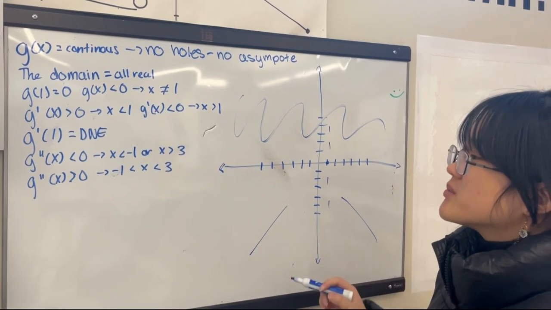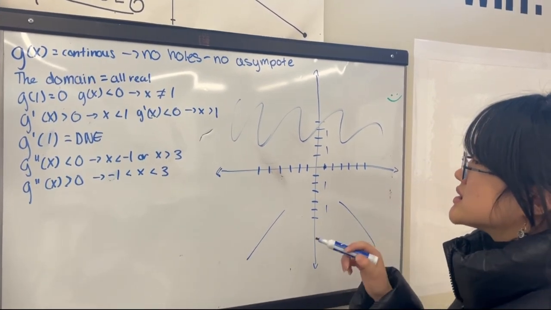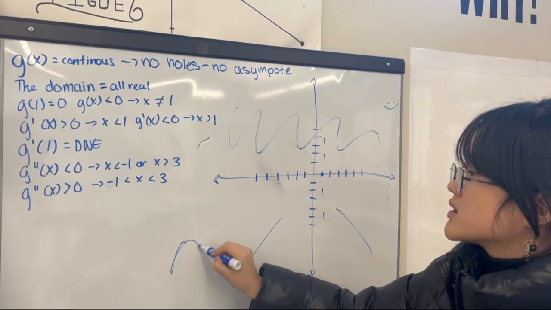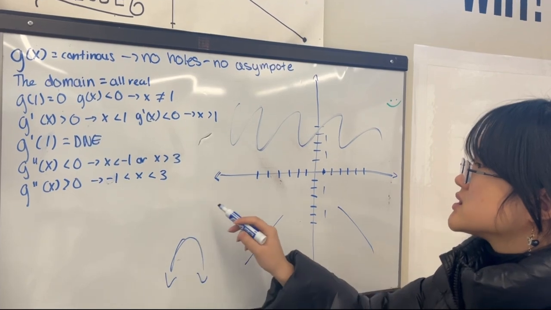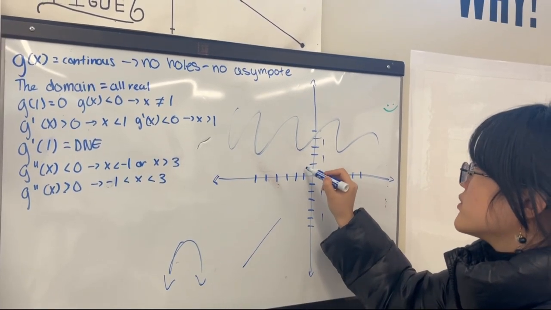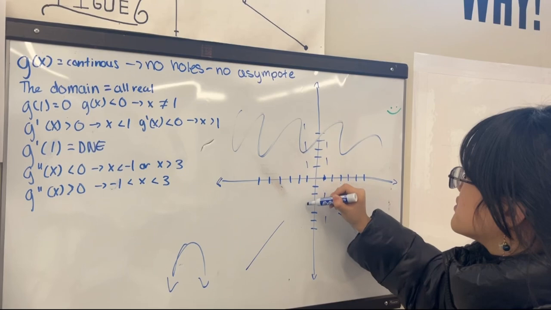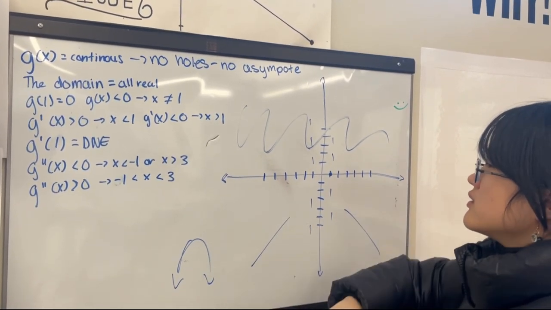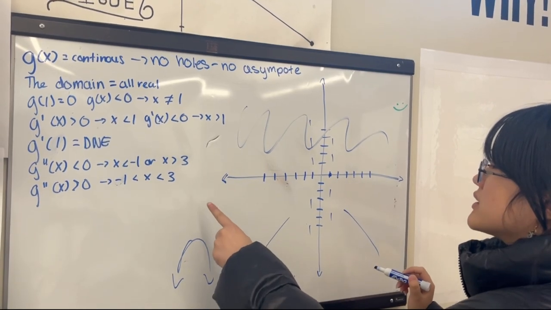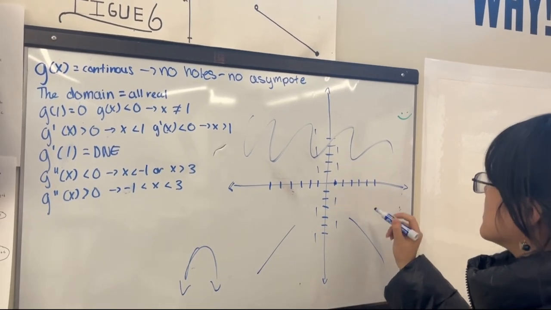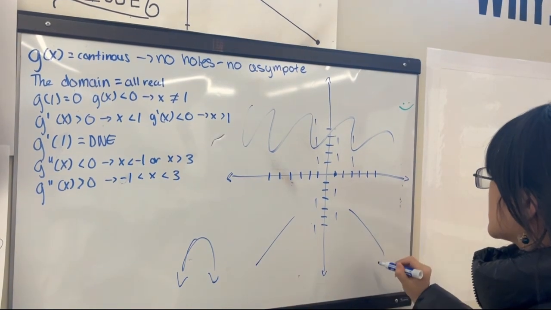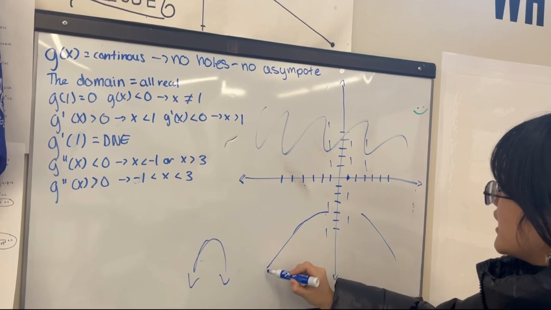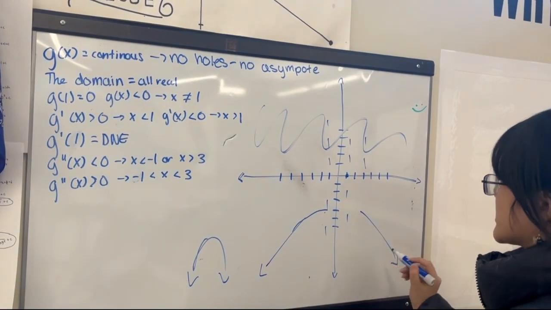And then g double prime is less than 0. G double prime is for concavity, so less than 0 means concave down when x is less than -1. I'm just going to draw a little marker for myself. So when x is less than -1, it's concave down, and it's also concave down when x is greater than 3, so here. We can keep what we have here because it's already concave down.